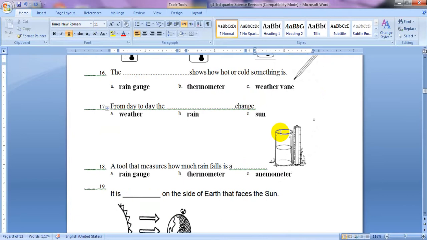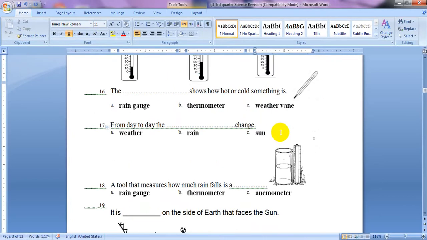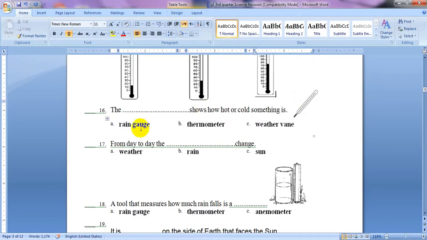The next question, number 16. The tool shows how hot or cold something is, and it's easy because you have the picture. Is it a rain gauge, which measures how hot or cold? Is it a thermometer or a weather vane? This picture is for a thermometer, which is a tool to measure how hot or cold something is.